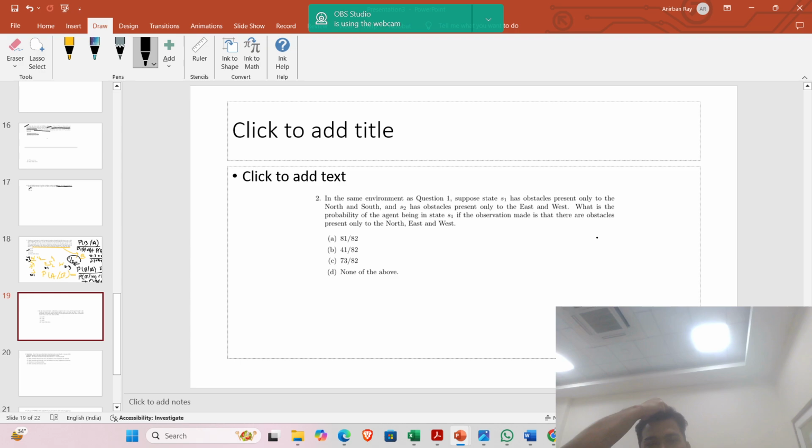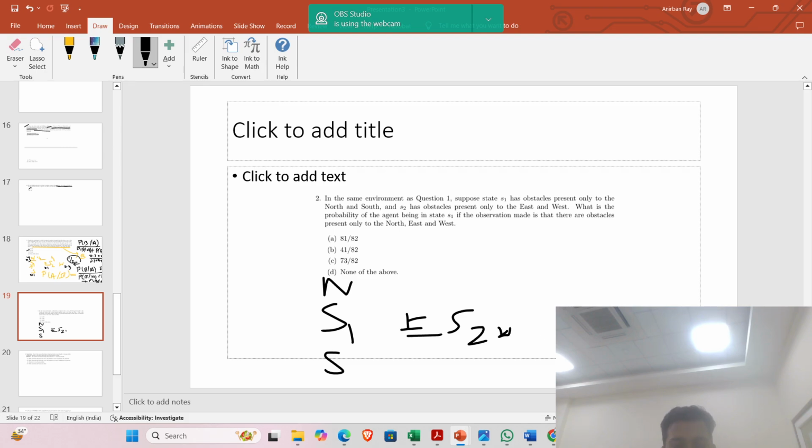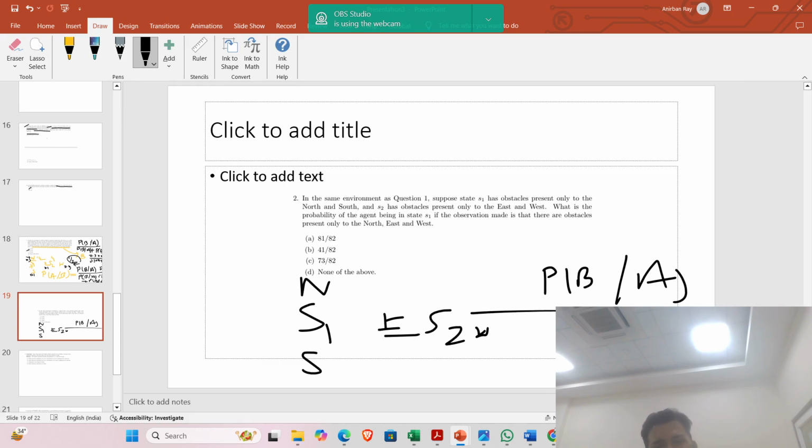So this is the question we have. S1 has obstacles only to the north or south, and S2 has east or west. This is the problem statement we have. What is the probability of the agent being in S1? The same formulation, and the probability of occurrence of both S1 and S2 is still half, so it simplifies to B given A divided by B given A plus B given A naught.